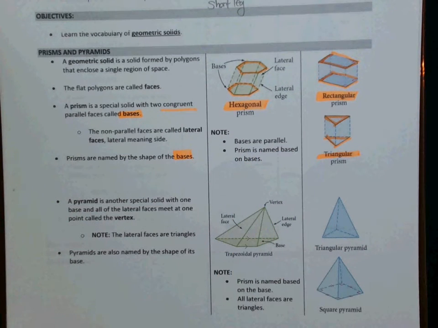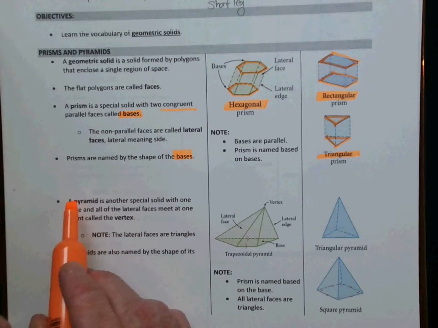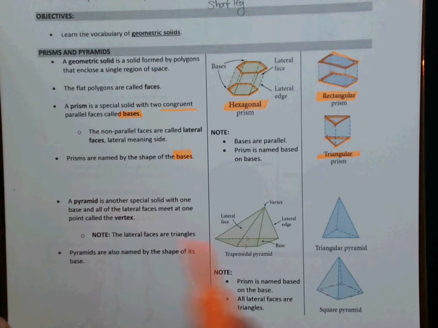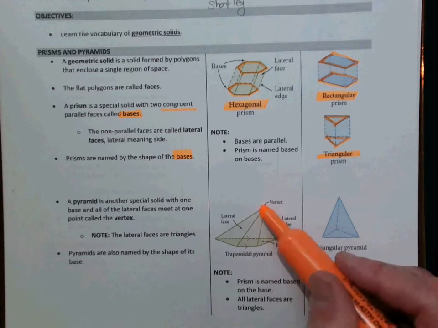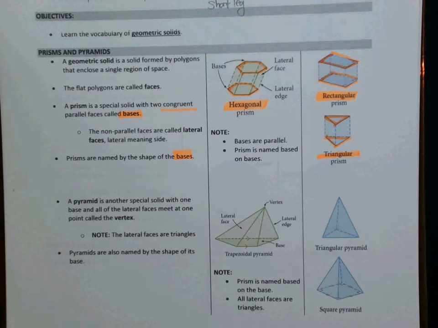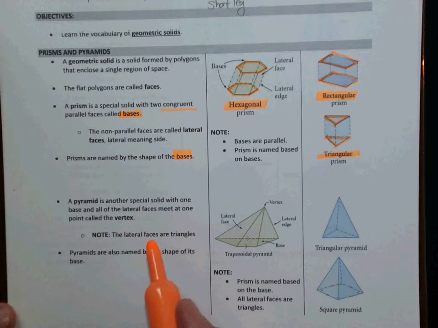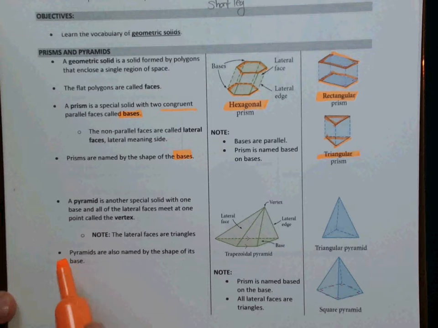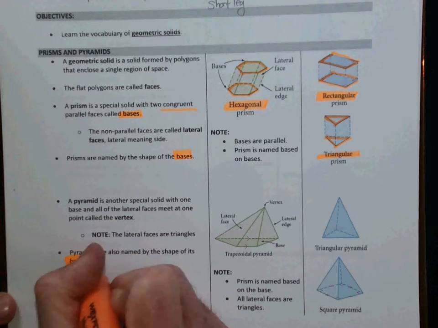There is another kind of special shape that does not have two bases, but only one. You may know these from childhood, thinking about Egypt and all that. They're called pyramids. Pyramids have one base, and then the sides, those lateral faces, all come up to one point, or a vertex. So take note, the lateral faces are always going to be triangles, which is kind of a neat little thing. And pyramids are also named by the shape of their base.